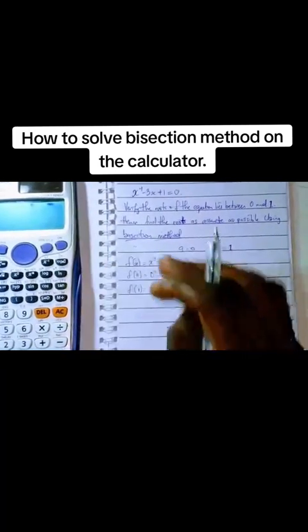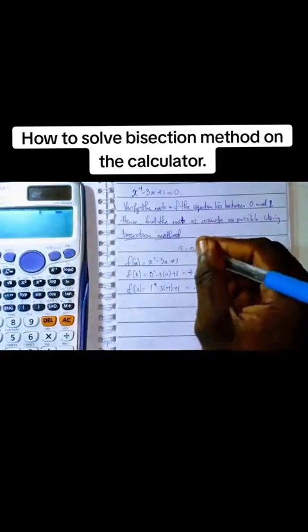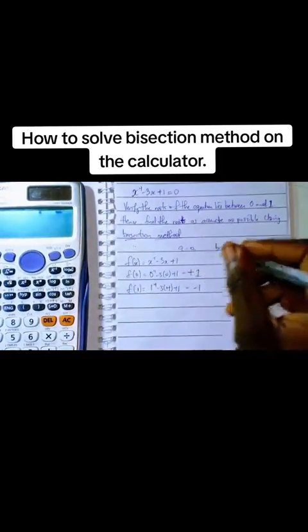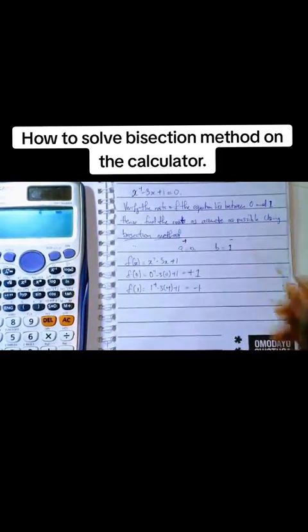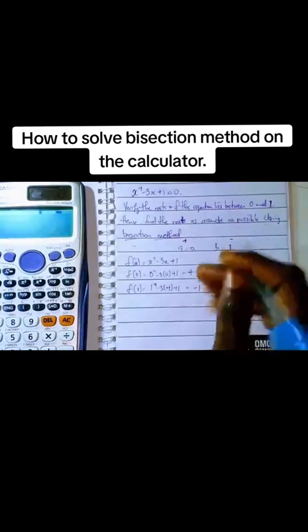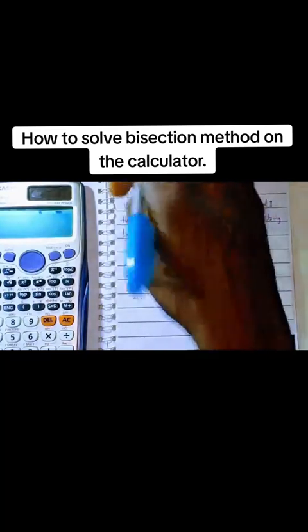So you can see that A gives us positive, while B gives us negative. Take note. Now let's verify the root. We've already verified it. We want to use our calculator to now solve this equation.